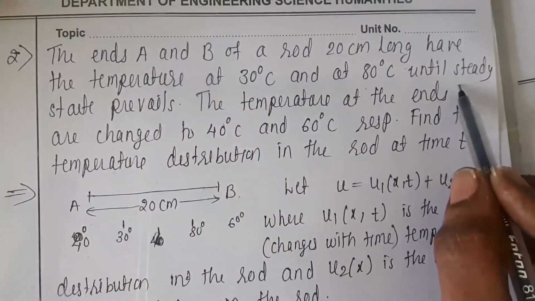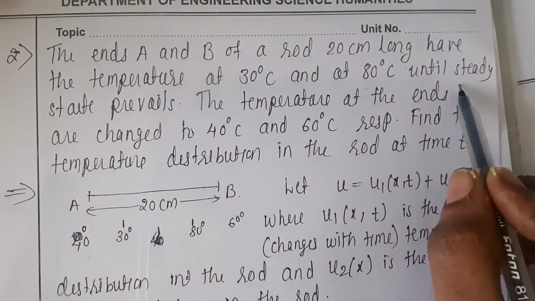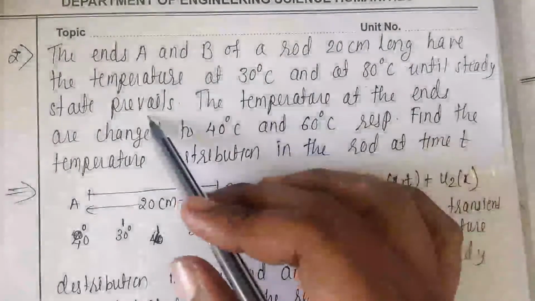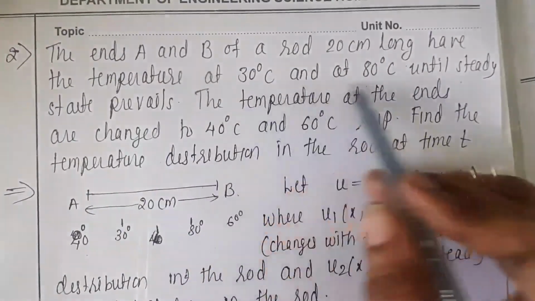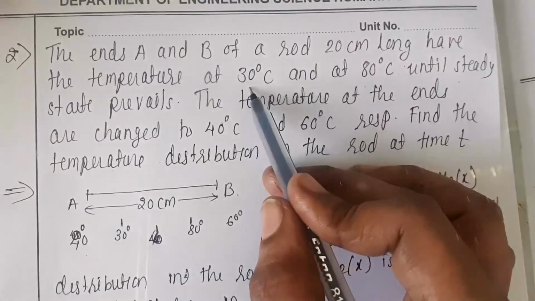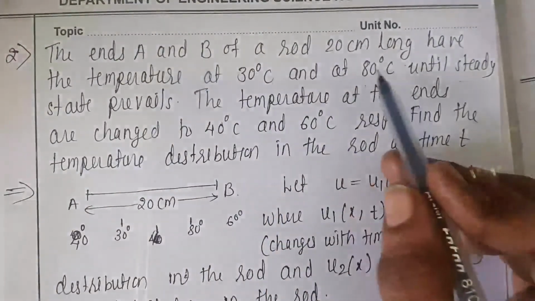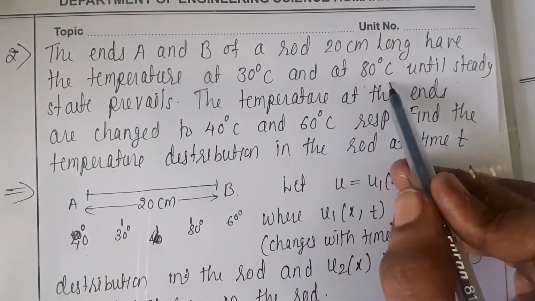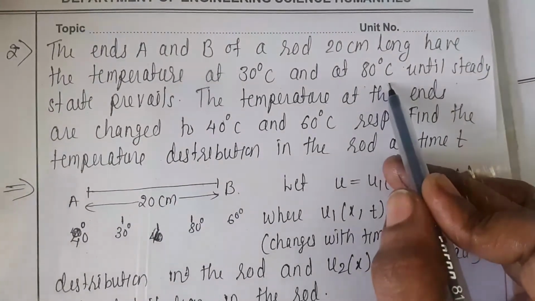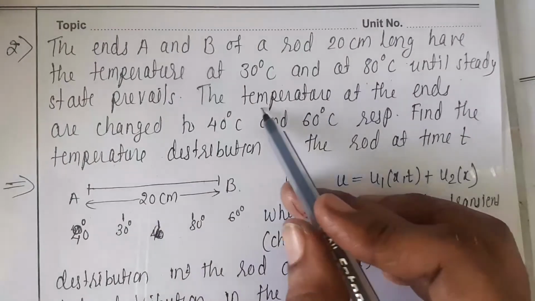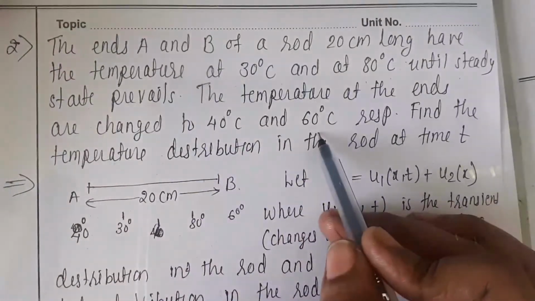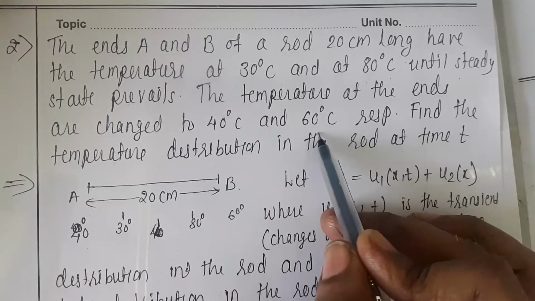Steady state means what? When temperature does not change with the time. So until steady state prevails means whenever the temperature changes with the time, we have recorded one temperature which is 30 degrees Celsius and 80 degrees Celsius, before it comes to the steady state. After coming to the steady state, we have another statement: the temperature at the ends are changed to 40 degrees Celsius and 60 degrees Celsius respectively.